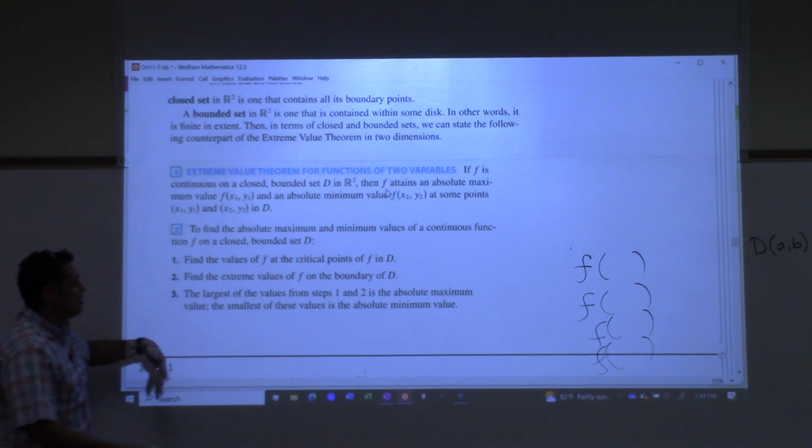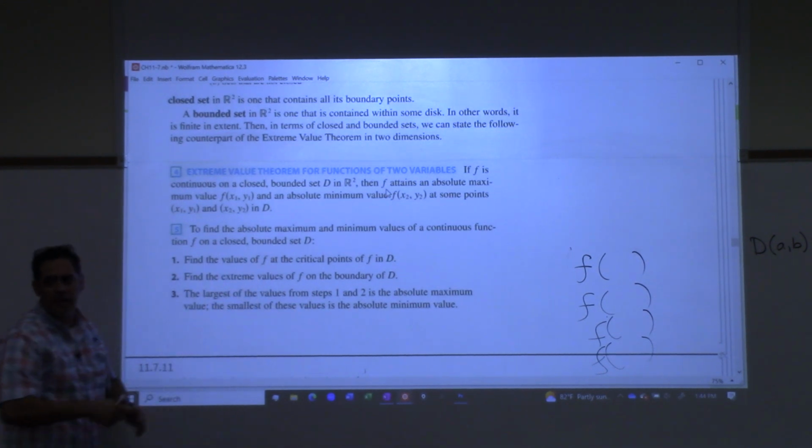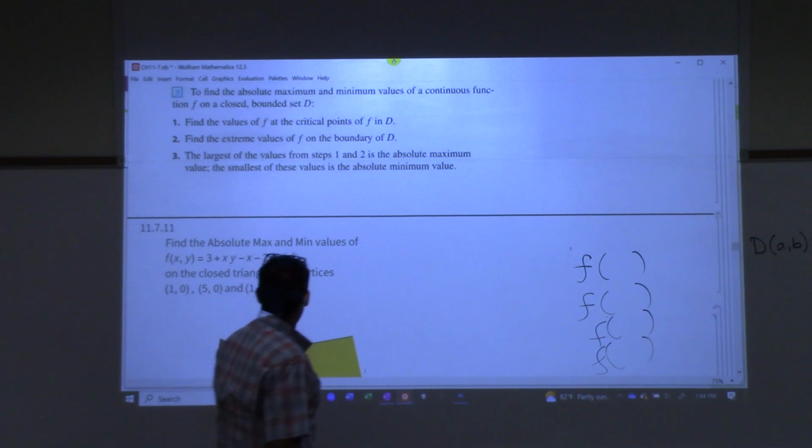Once we do those, we just compare the answers we get, and the biggest value we get out is the max, and the smallest we get is the minimum. So let's do an example, and then once we do it, hopefully you'll see how this all goes together. So I'm going to let you read that first.